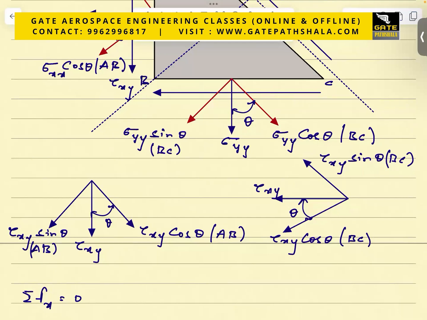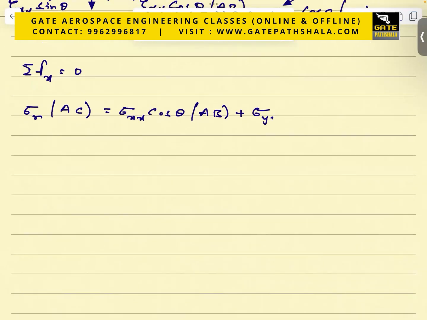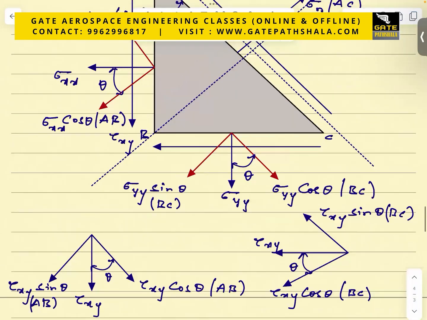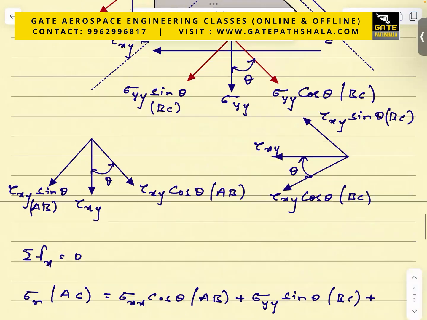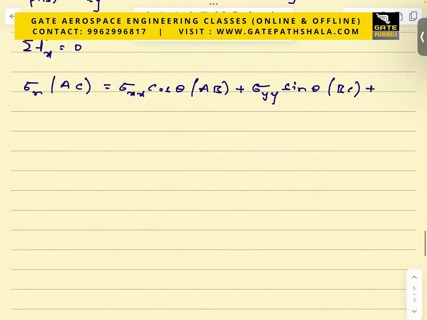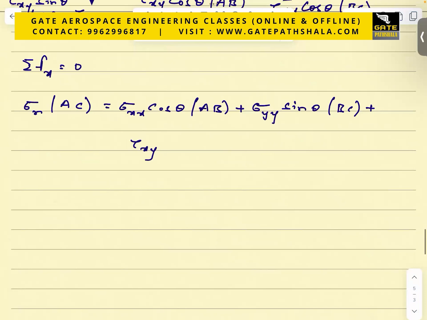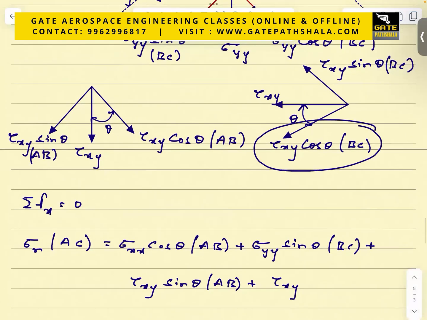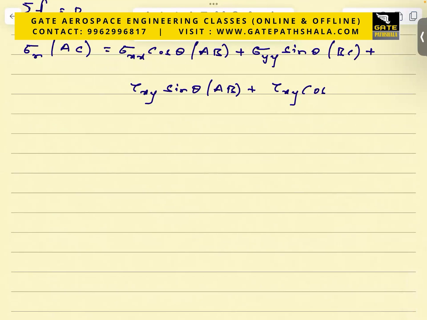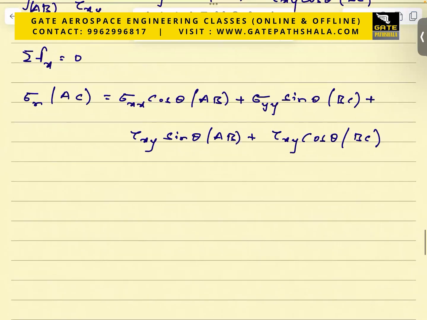Plus, is there anything on the y plane which is in x direction? Yes, this one. That is going to be sigma yy sin theta into BC, plus you check for tau xy. In this plane, which one will be in the x direction? That is tau xy. Is it cos or sin? Sin, right? Sin theta into AB plus tau xy cos theta into BC. Everyone understood this step? Yes, sir.